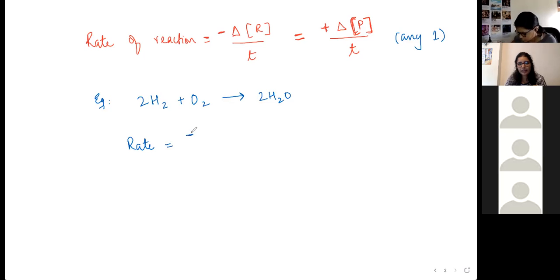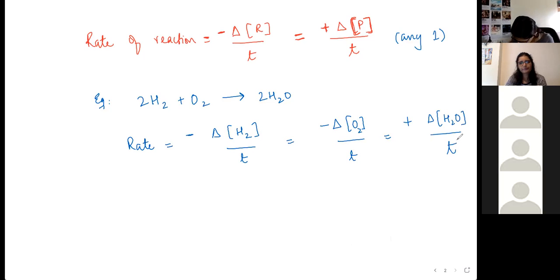either it will be minus delta, the change in the concentration of hydrogen per unit time, or you can say minus delta change in the concentration of oxygen per unit time, or you can take it in terms of product. So plus delta change in the concentration of water per unit time.